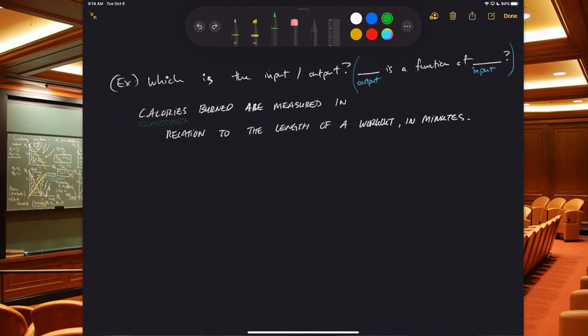So calories burned, I'm seeing this and thinking this is an amount, a number, and I might call this C for calories burned. We don't need to give it a variable right now, but that's okay. Are measured in relation to the length of a workout in minutes. Length of a workout in minutes also sounds like a number, and I might call that T for time. So we've got two quantities identified: the number of calories and time in minutes.